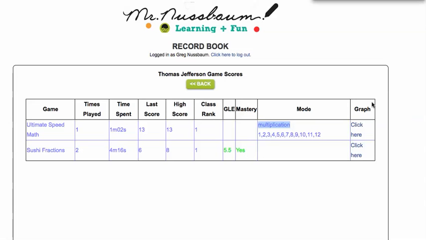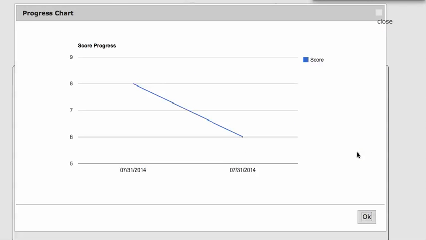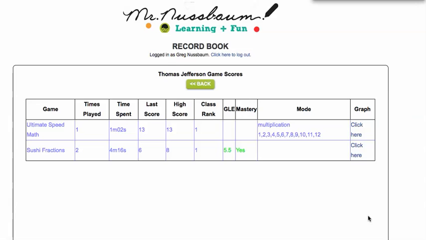And it says graph. If I click here, sometimes this takes a little while to load, I can get a graph of my progress. So the first time I played it, as you see right here, I scored 8. The second time I played it, I only scored 6. So it gives you a little bit of information about the trend. Anyway, this is a very small record book right now because I've only been using one student for demonstration purposes. I've only played a couple times.